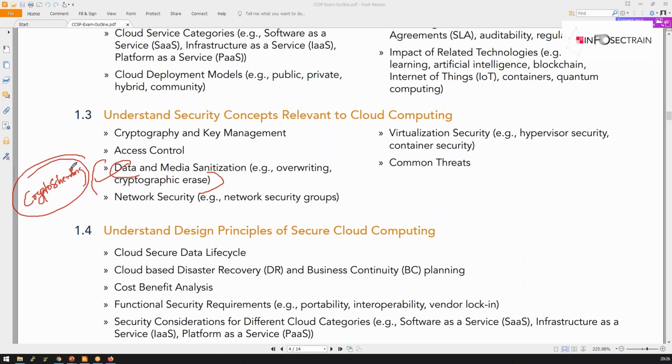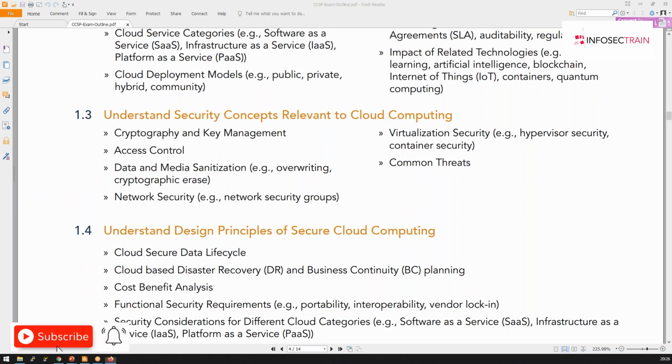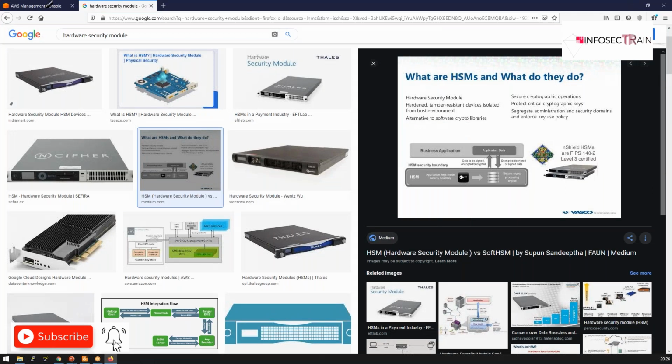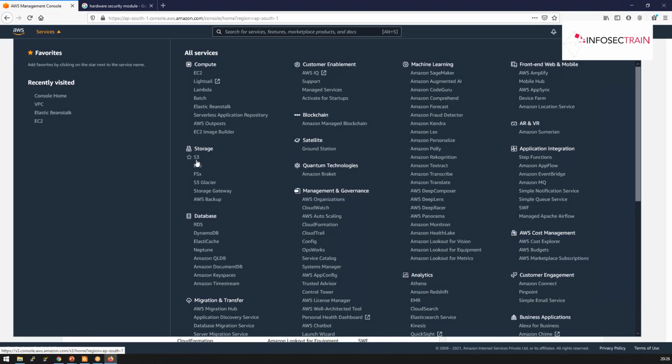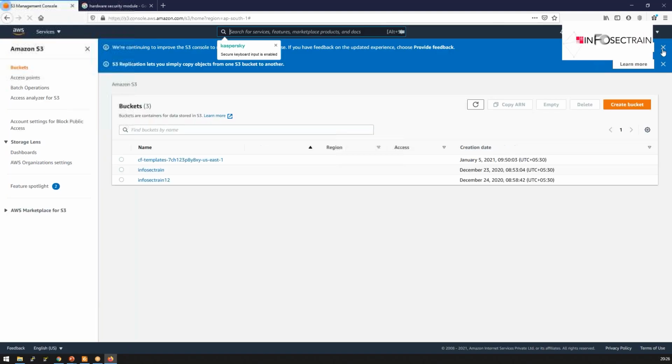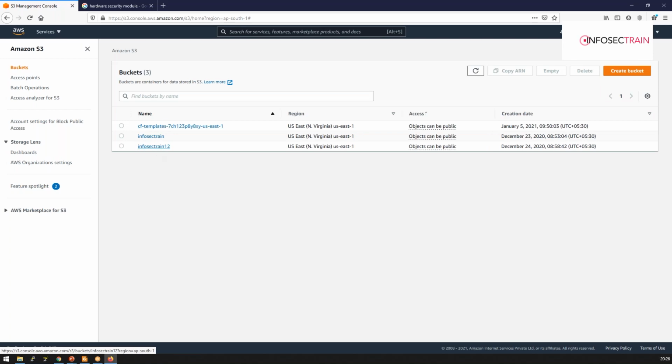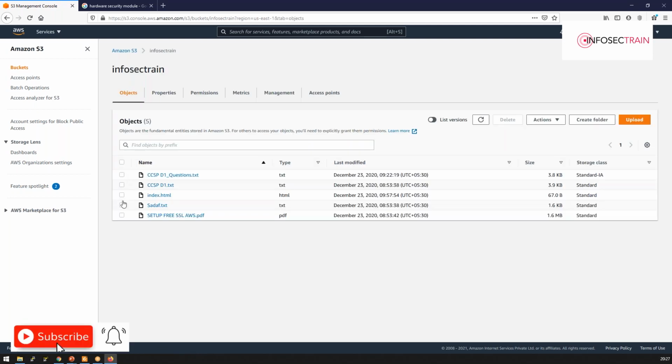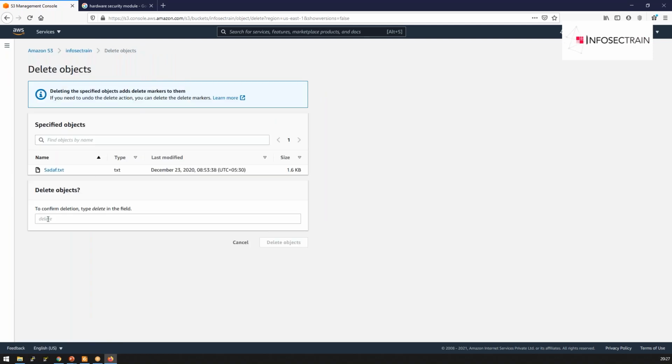Why? Because we can't guarantee that there is a physical destruction. I'll give you a simple example. Let's say this is my cloud platform, and I have a storage service called Amazon S3. When I delete this data in the cloud platform, I click on delete.